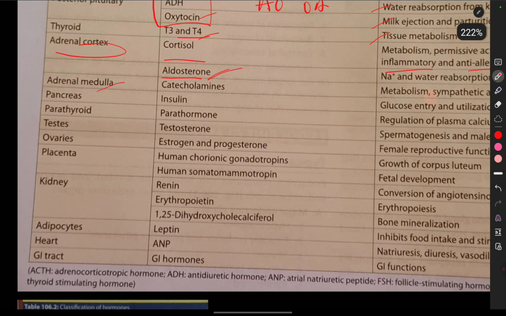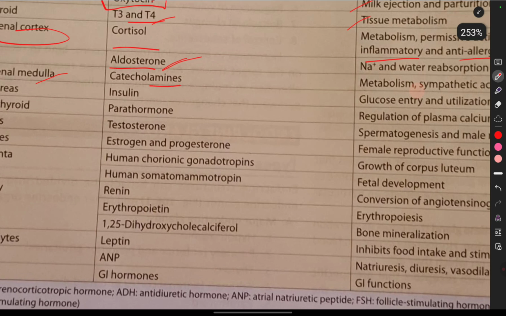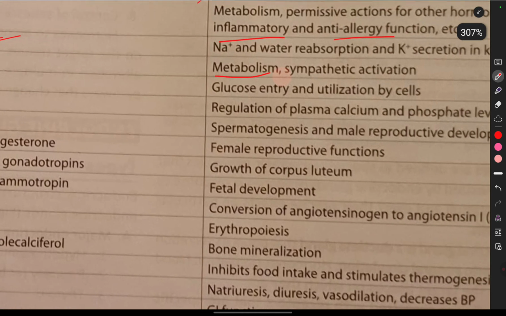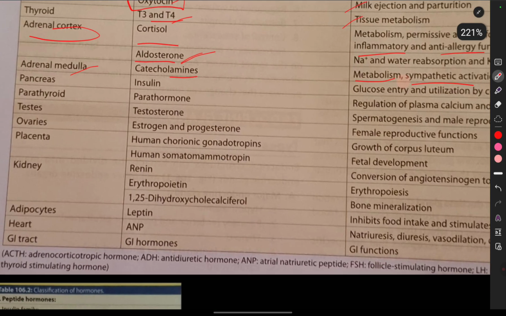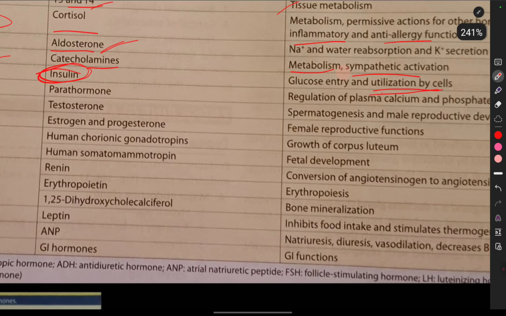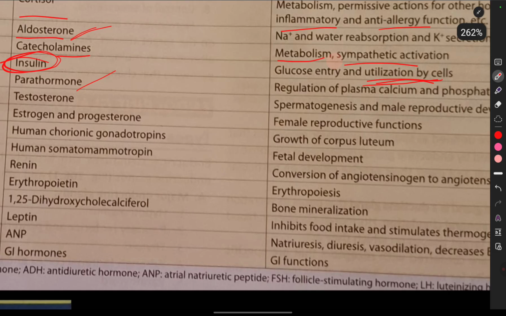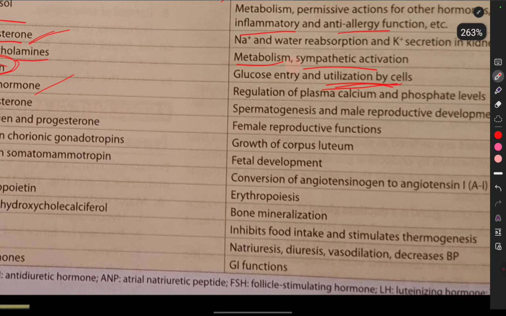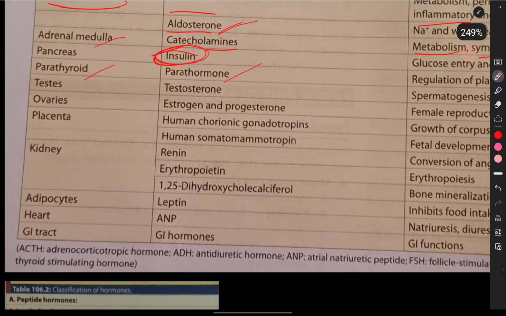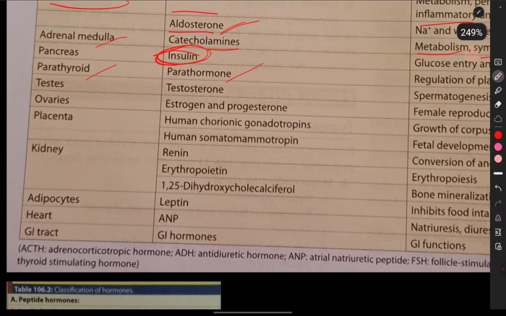Now the adrenal medulla: catecholamines help in metabolism and sympathetic activation. Then we have the pancreas, which releases the very important hormone insulin, for glucose entry and utilization by the cells. Parathyroid gives parathormone, for regulation of plasma calcium and phosphate levels. We shall study the importance of calcium balance, the calcium homeostasis, which is very important for the regulation of hormones and other things.